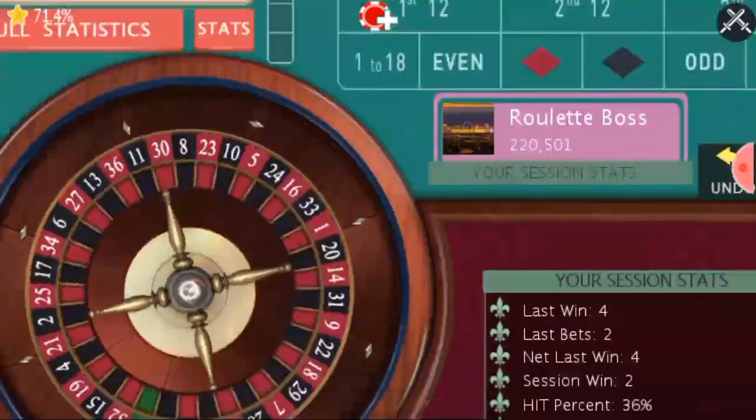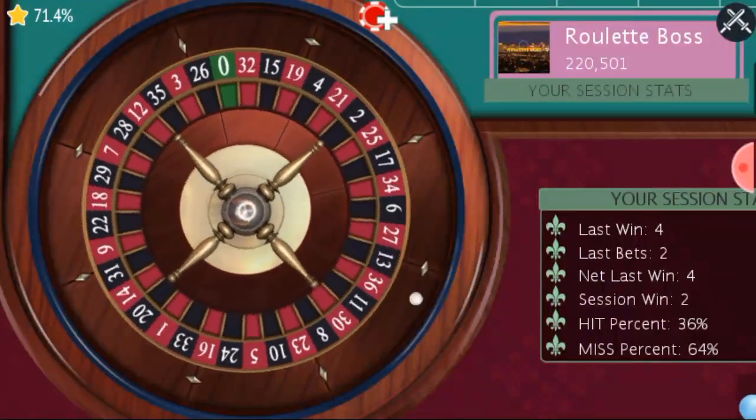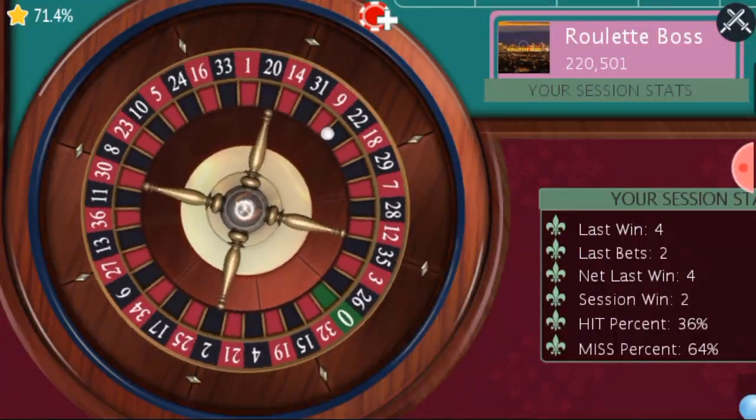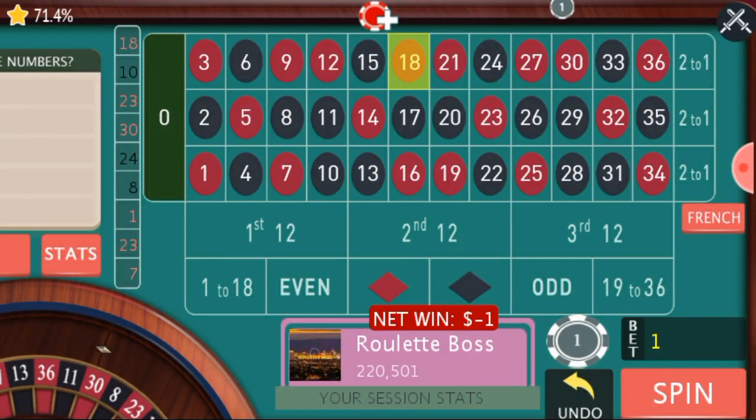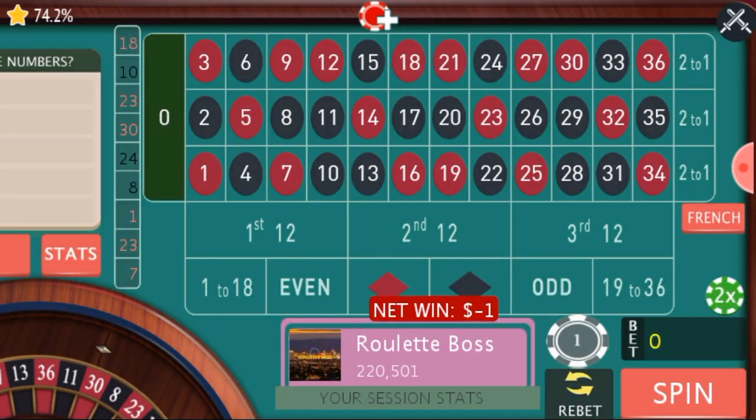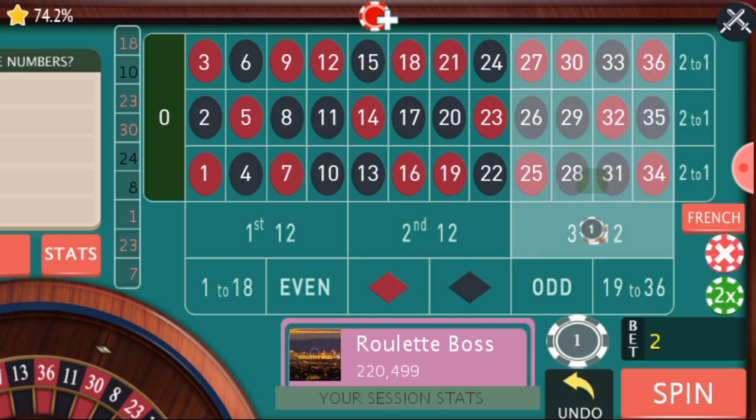Spin number 3. Playing for anything greater than 3 units in profit. So we lose on spin number 3. So remember what I told you. When you lose on spin number 3, you increase your bet by 1 unit and you restart the count. So we're now up at 2 units again. This is spin number 1.